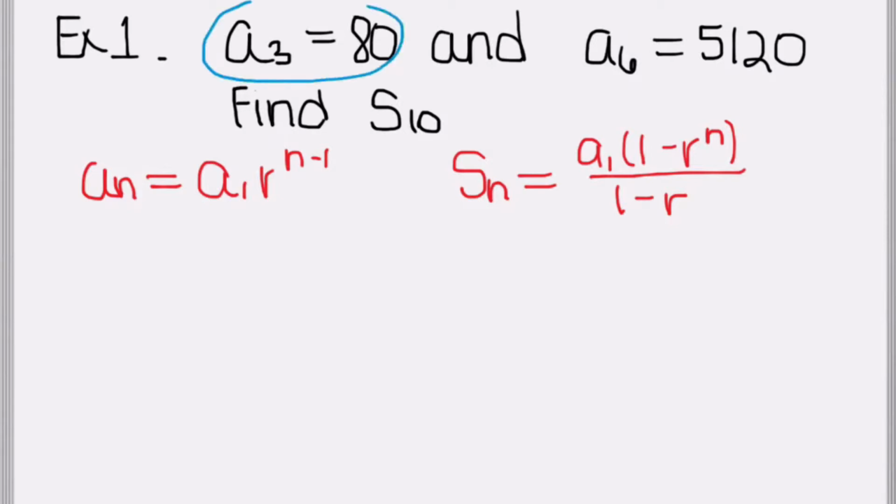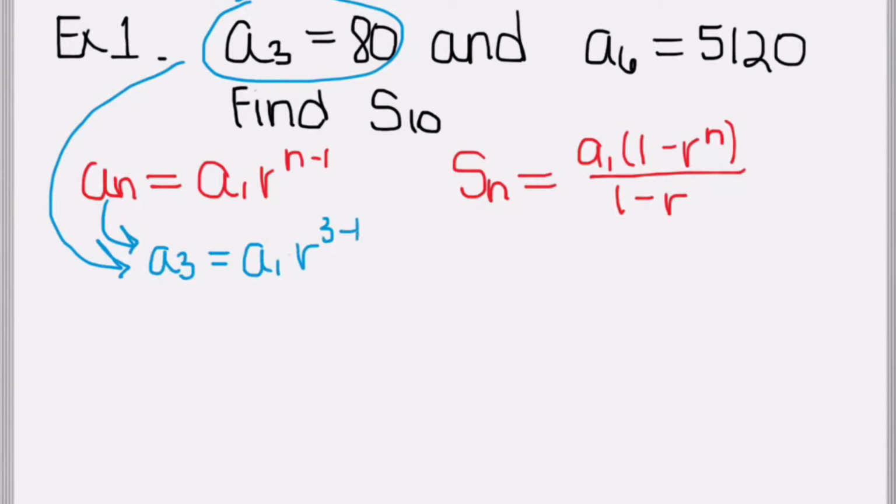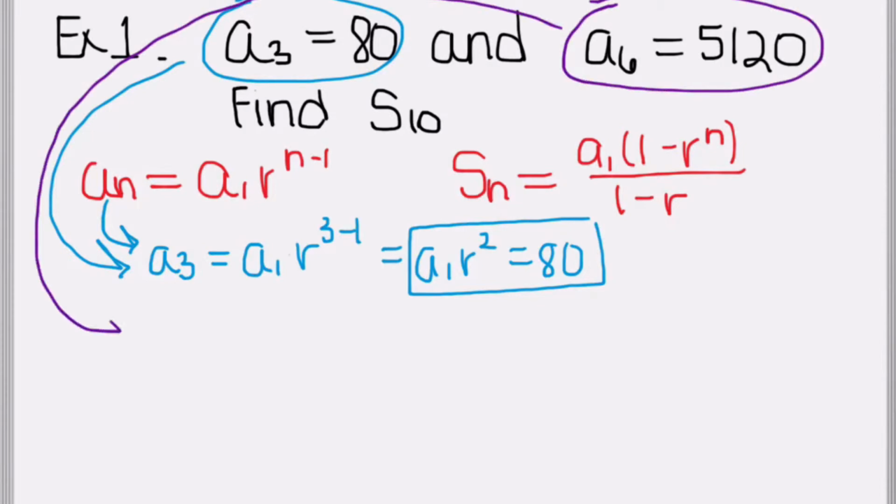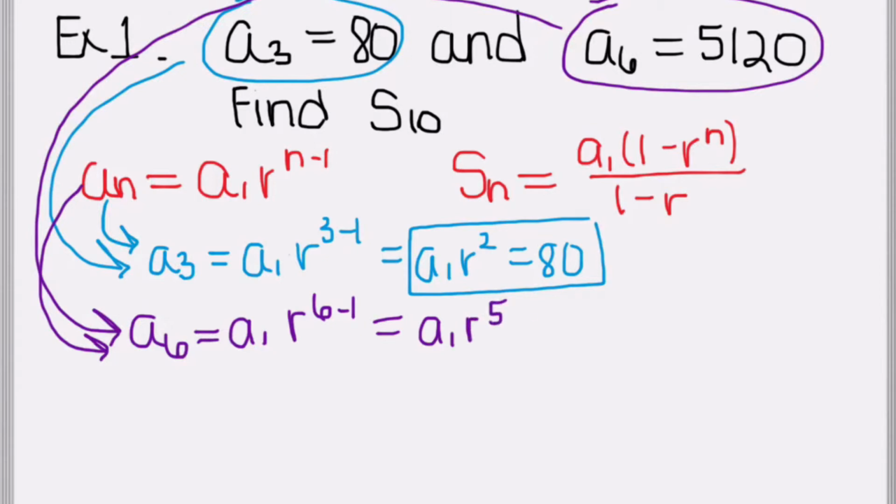I'll start by using each term that we do know and plugging it into this formula. So we have a sub 3 equals a sub 1 times r squared, which equals 80. And that's our first equation. And then we'll do the same thing for the other term, a sub 6, which equals a sub 1 times r raised to the power of 5, and that equals 5,120. Now we have a system of equations.